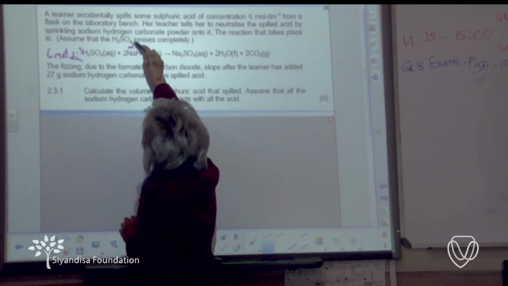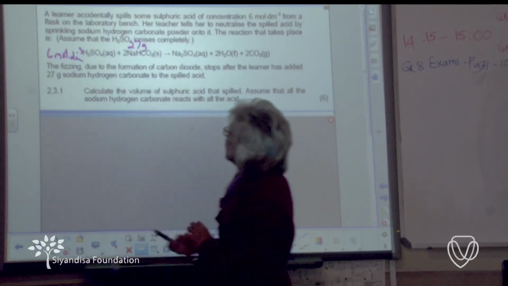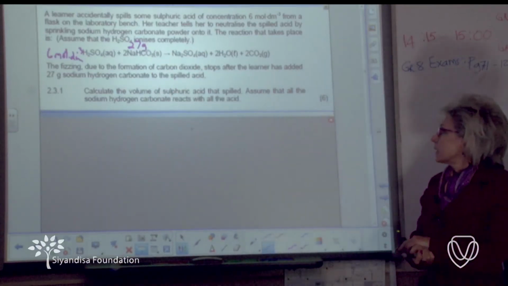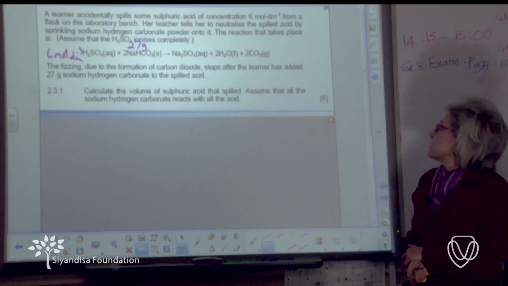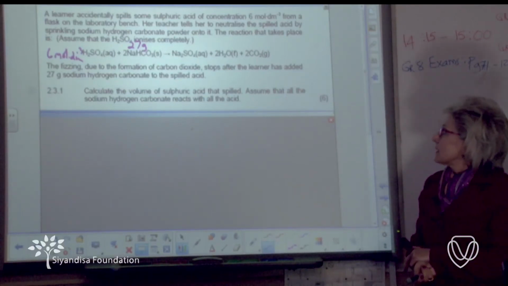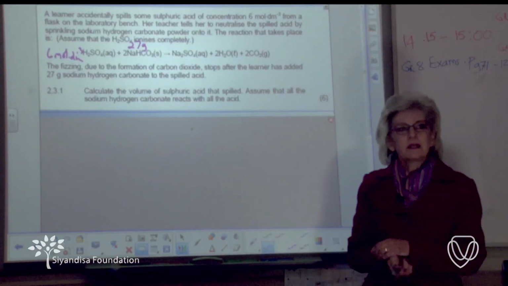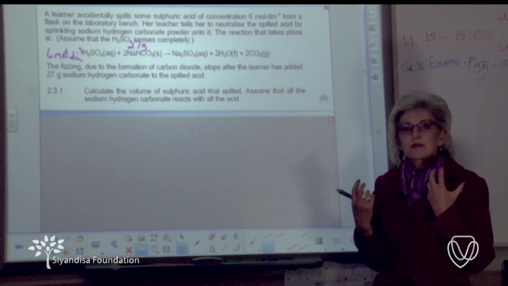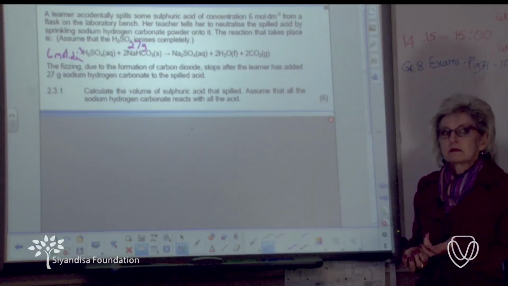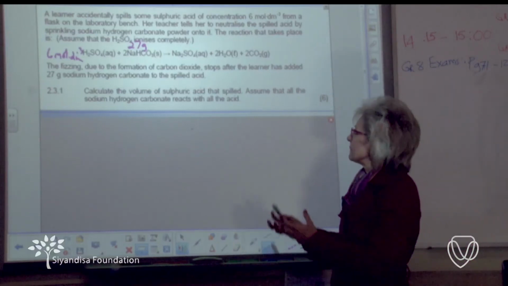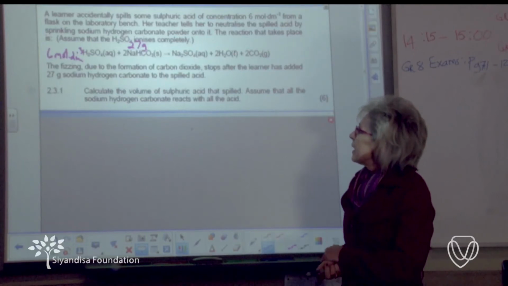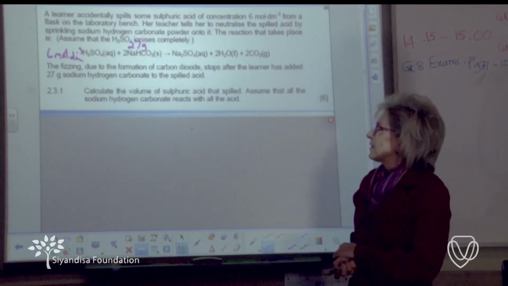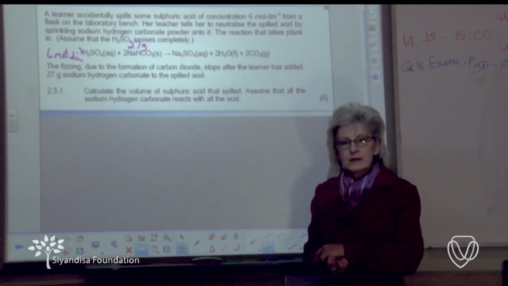hydrogen carbonate. So for the sodium hydrogen carbonate, I know the amount that was used was 27 grams. So after the learner has added 27 grams, the fizzing stops. So what does this mean? It means the reaction has been completed, right? That is what was just said in different words, the fizzing that stops. Okay, so what do I know? I've got 27 grams of sodium hydrogen carbonate.